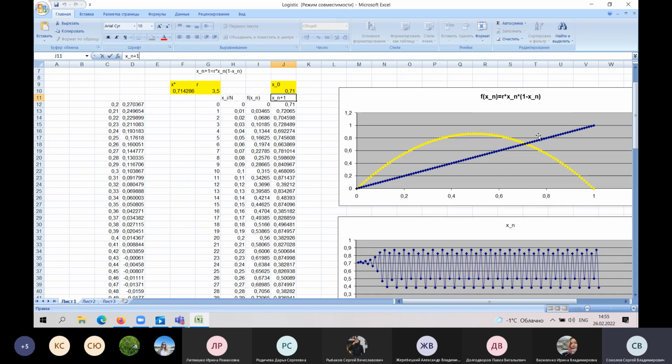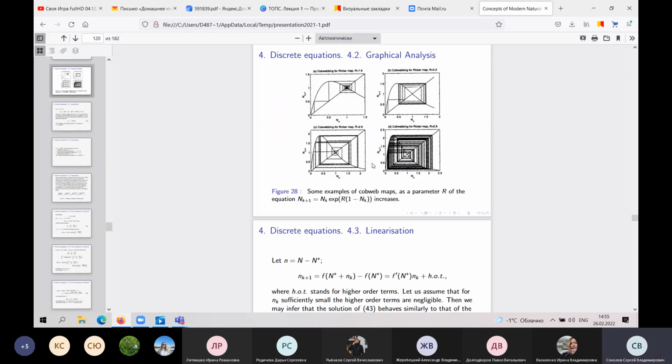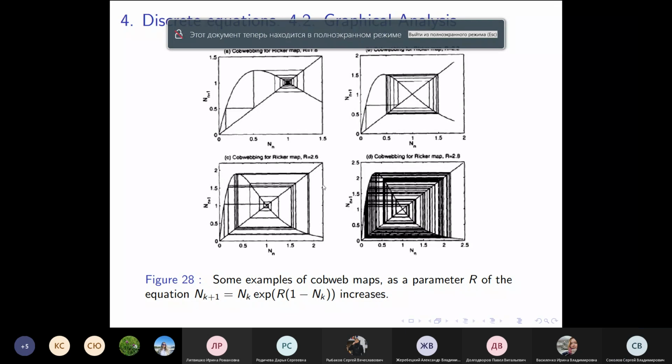For a steady state. But in this situation, we do not have a steady state. We have a 2-point cycle because the system goes from here to here, here to here. So it is the cycle, and there must be another plot. We'll discuss it a bit later. Well, it is our solution for this model.